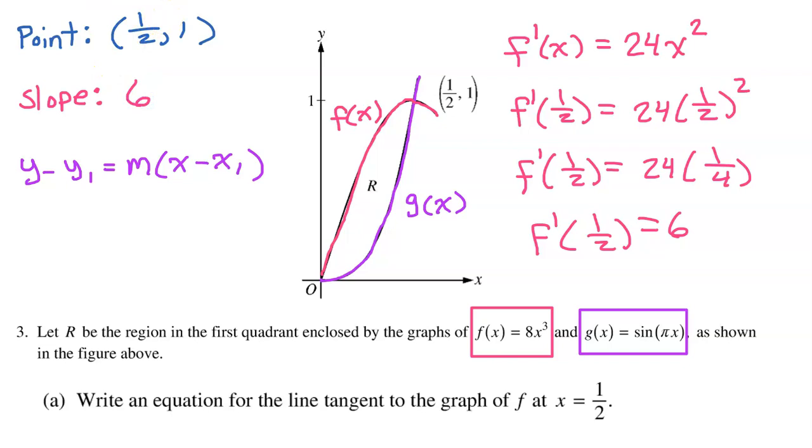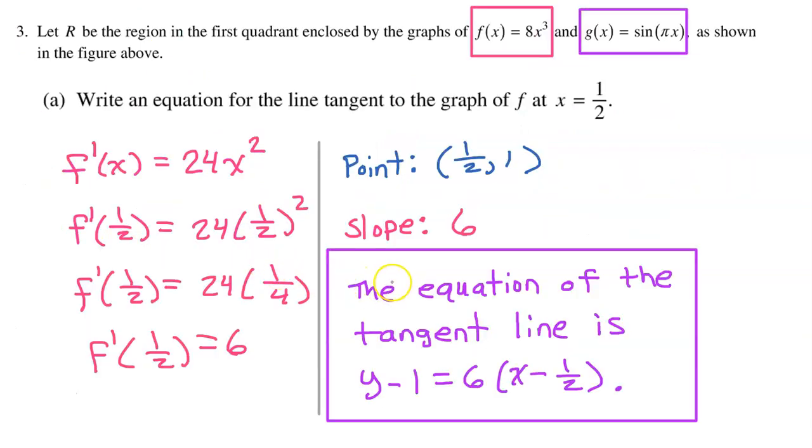Therefore, we can write the equation of the tangent line. Using this model, it's y minus y, so y minus 1, is equal to the slope, which is 6, times x minus x, which is 1/2. Let's make a sentence out of it. The equation of the tangent line is y minus 1 equals 6 times x minus 1/2.